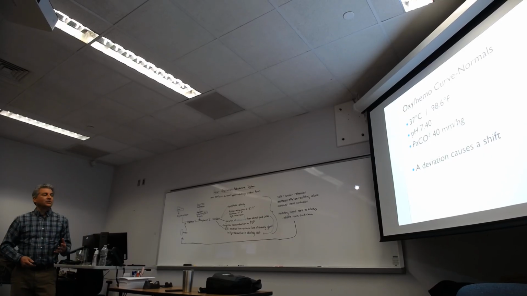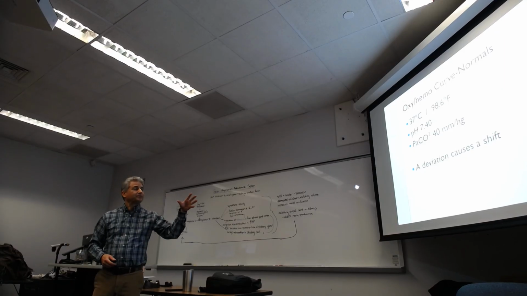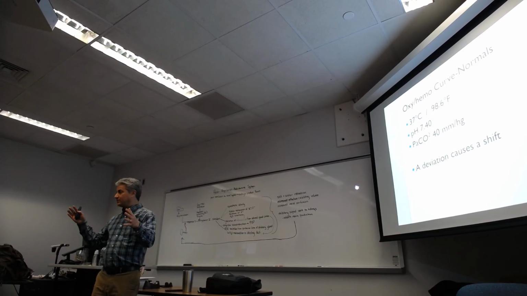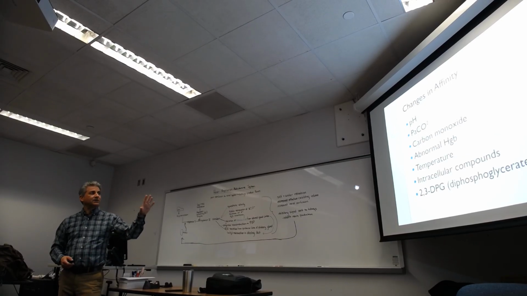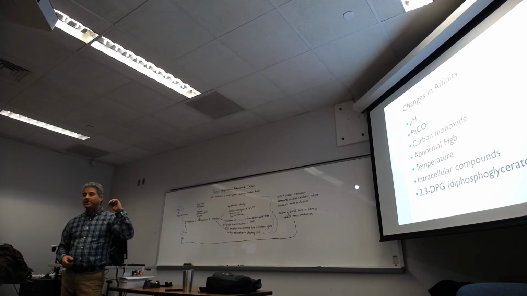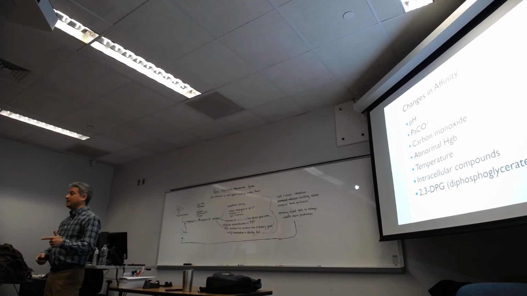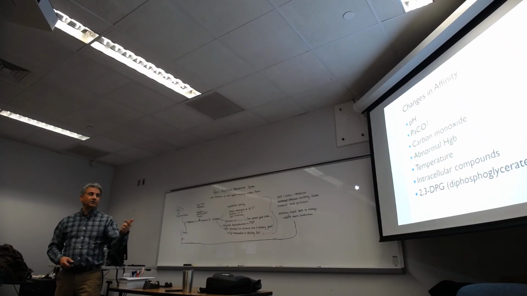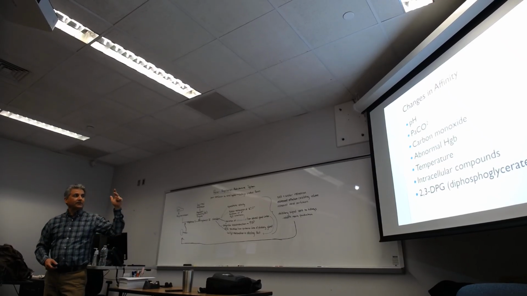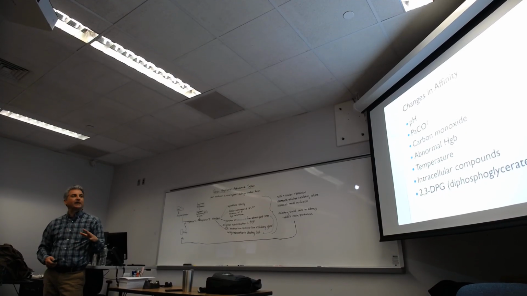Okay? So these are our normal values, 98.6, pH is 7.4, which is right in the middle of 3.5 to 4.5, and CO2 of 40. All right, so here's some changes that can occur. pH can go up or down. PaCO2, partial pressure carbon dioxide, can go up or down, which changes pH of being either more acidic or more alkalotic. Carbon monoxide, abnormal HGBs, temperature, intracellular compounds, and then this diphosphoglycerate. Okay, we'll talk about that in a second here too.